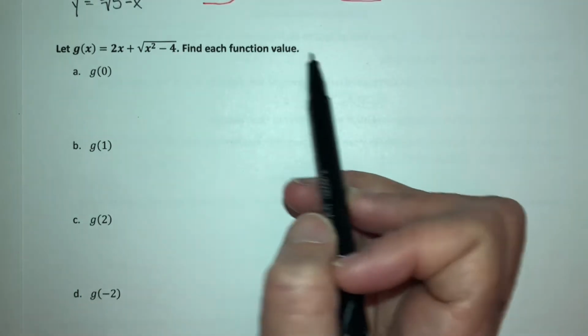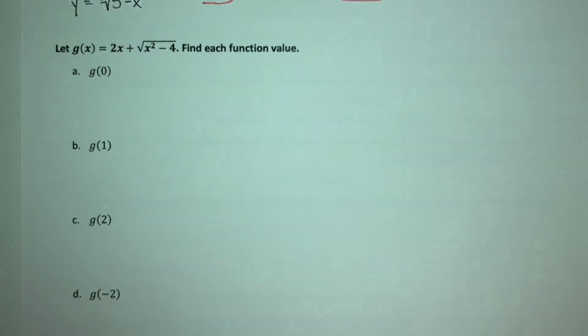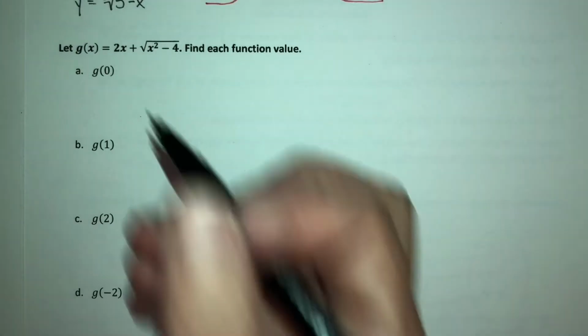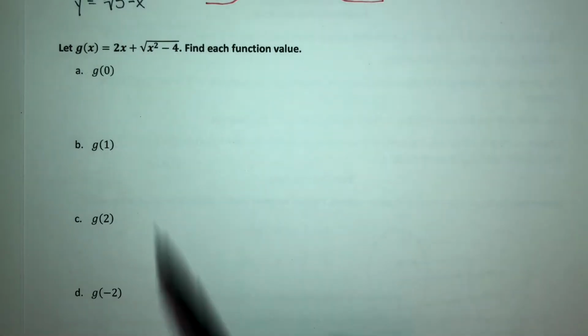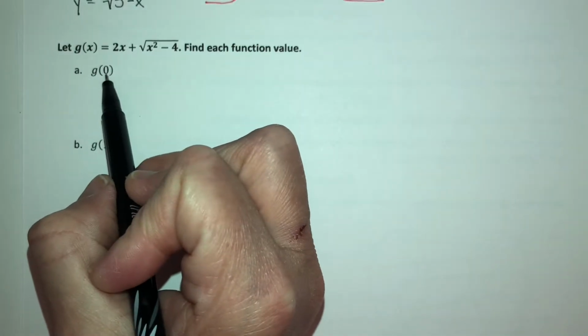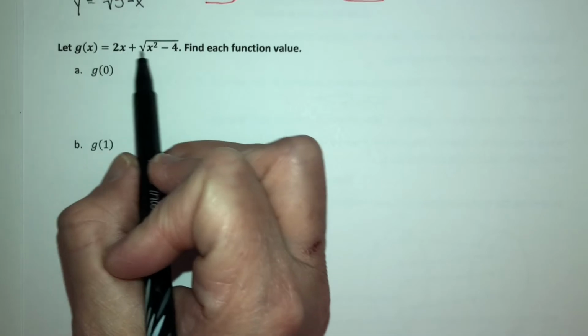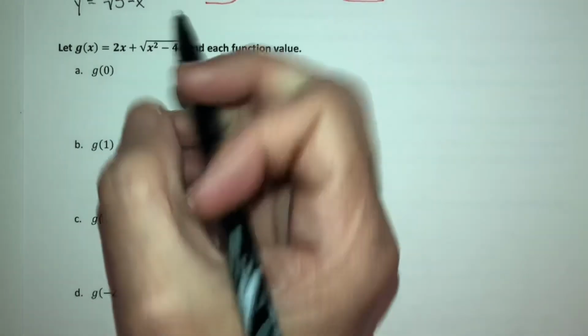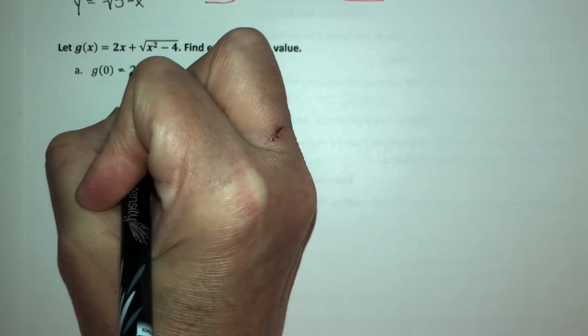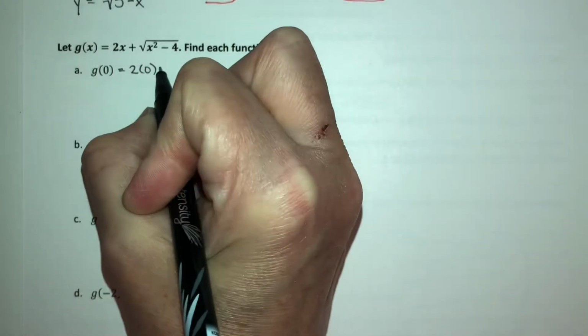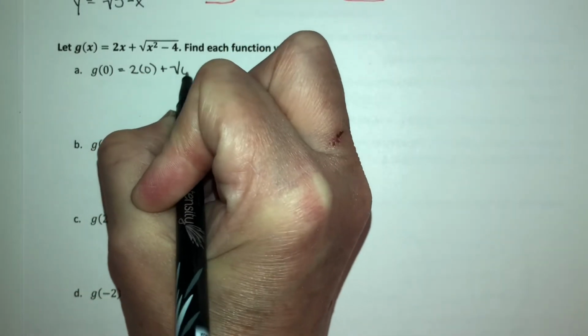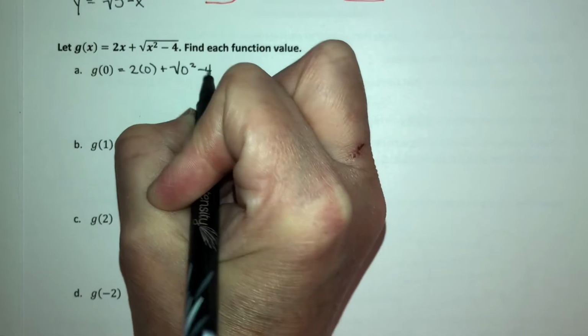And we're asked to find each function value. Basically, this is just asking you to remember how function notation works. And I'm sure you all know this. This says to go take 0, and you're going to plug it in for x. So everywhere there's an x, I'm going to plug in 0. So I get 2 times 0 plus the square root of 0 squared minus 4.